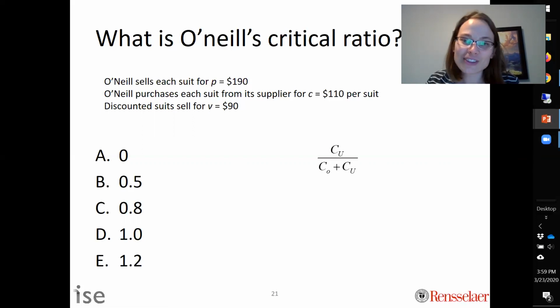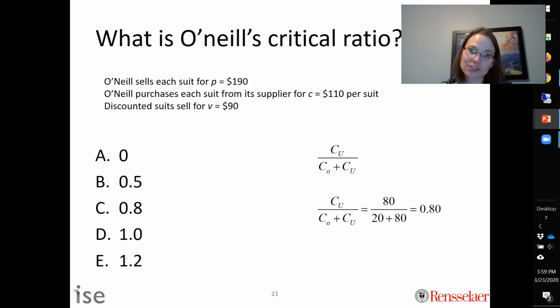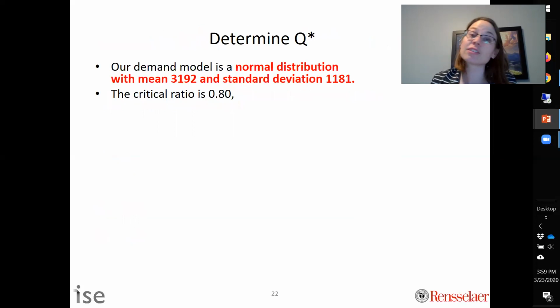So the correct answer here is C. Our cost of underage is $80. Our cost of overage is $20. So if we do this critical ratio, we get 80%, and so C is the correct answer. So now we've done step 2 in how to figure out our Q star, and our remaining step is to determine Q star.